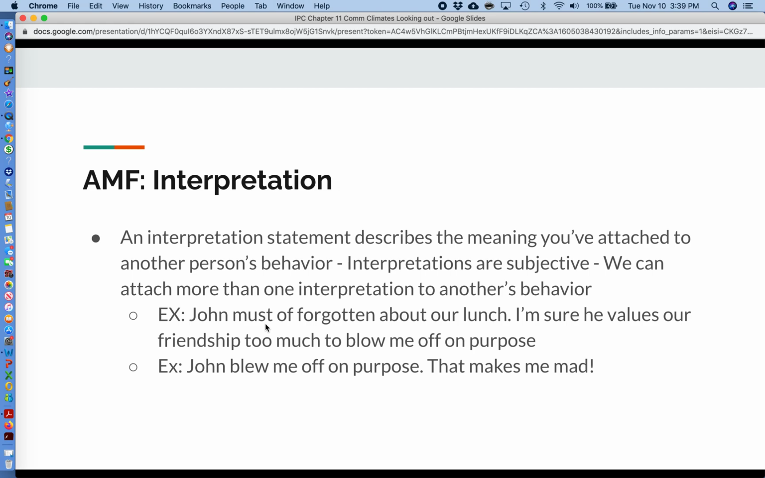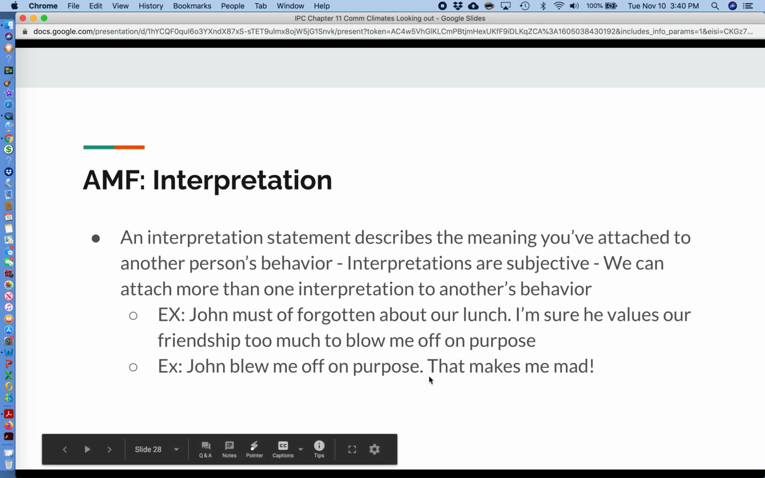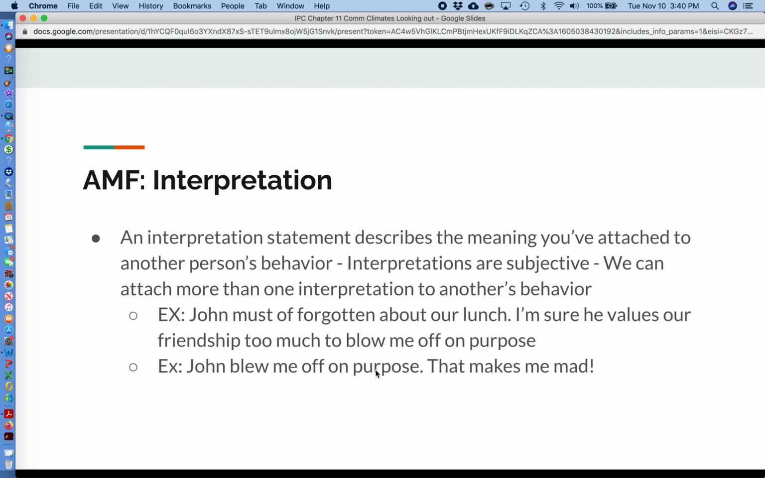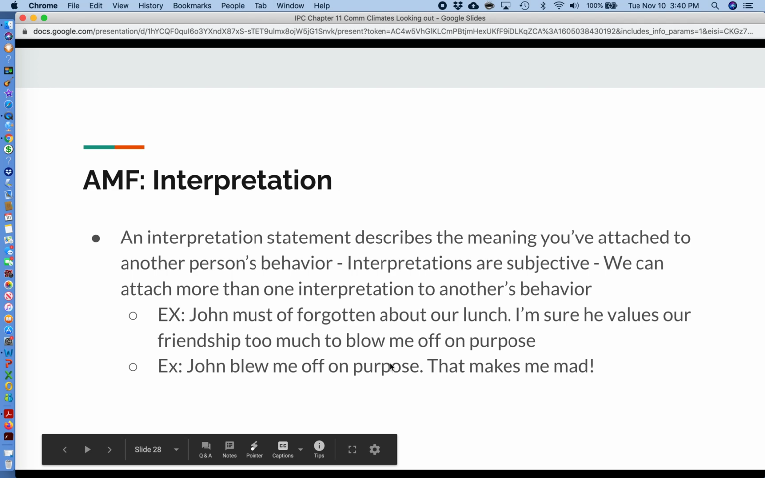An example, still dealing with John, who didn't show up for lunch: John must have forgotten about our lunch. I'm sure he values our friendship too much to blow me off on purpose. This obviously is different than, John blew me off on purpose, and that makes me mad. Both of these are interpretations, but the top one is far less threatening.